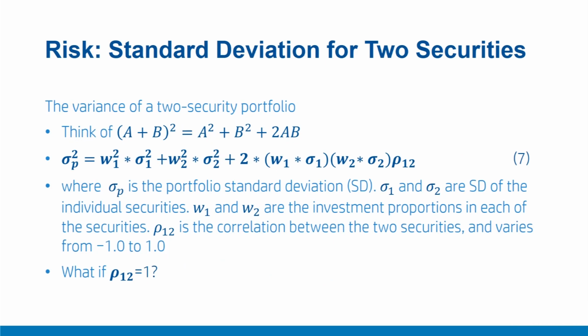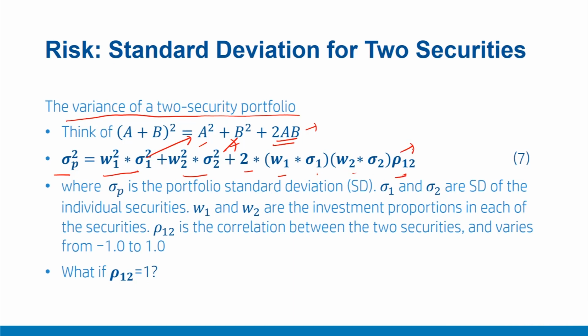Now, let us consider the variance or the risk of a two security portfolio. Let's remember the very simple formula for (A plus B) raised to the power 2, which is A square plus B square plus 2AB. The risk of a two security portfolio can be easily understood with the help of this formula: sigma P square is W1 square sigma 1 square, corresponding to A square, then W2 square sigma 2 square, corresponding to B square. And for 2AB, we have a very similar term, which is 2 times W1 sigma 1 into W2 sigma 2 into rho 1 2.